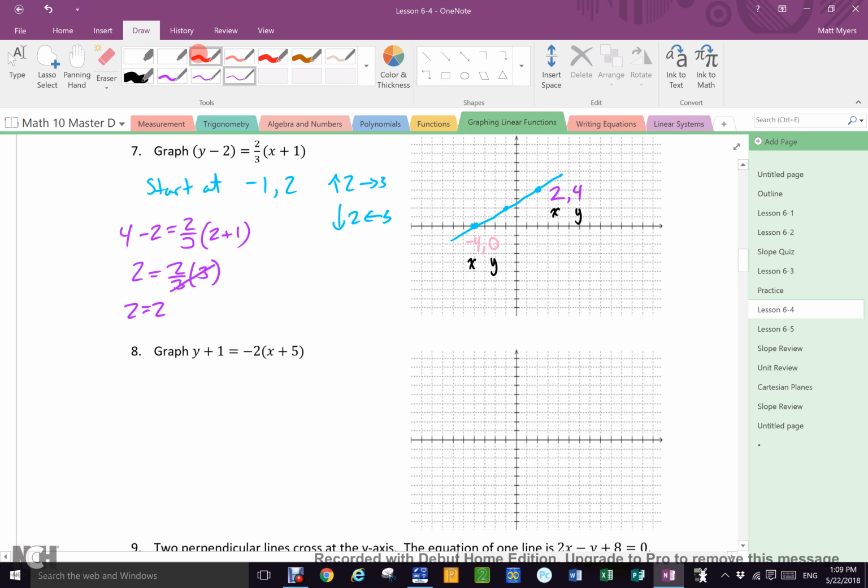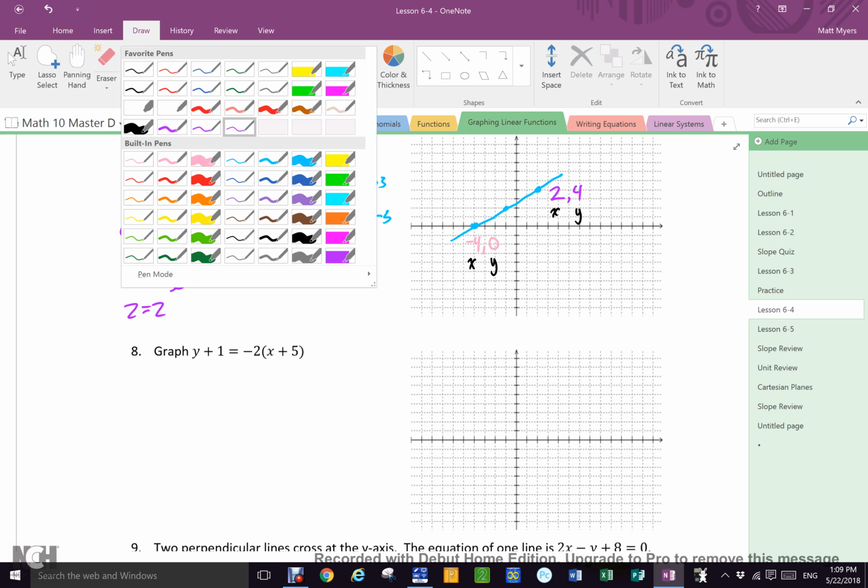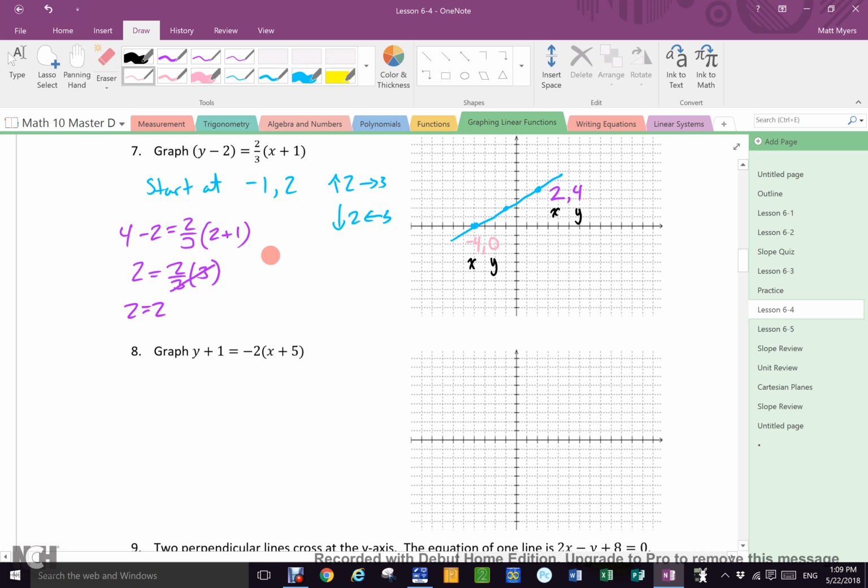Yes. Now we'll work in pink or dusty rose. What do I write? 0 minus 2, because that's a Y value, equals 2/3 (-4 plus 1). What's 0 minus 2? -2. What's -4 plus 1?